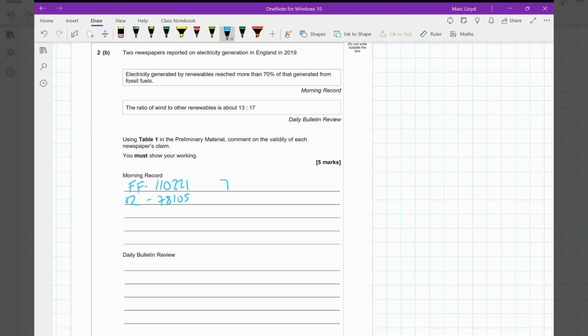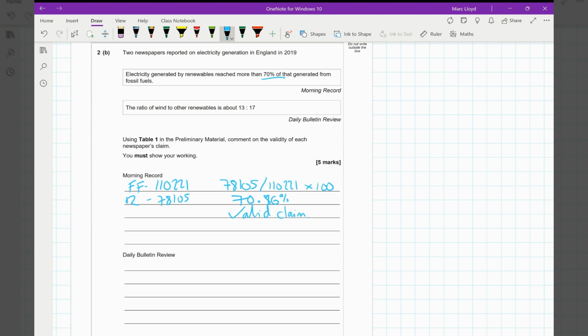By dividing the renewables by the fossil fuels and then multiplying it by 100, we get the percentage, because it says more than 70% of that generated from fossil fuels. So fossil fuels becomes the denominator. That is 70.86%. And because we've got that very important value, we can just write valid claim and confirm that the morning record is correct.